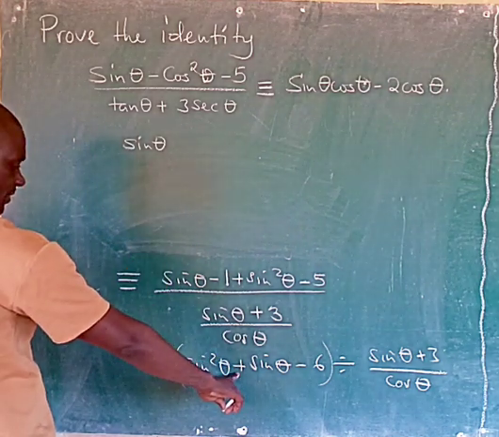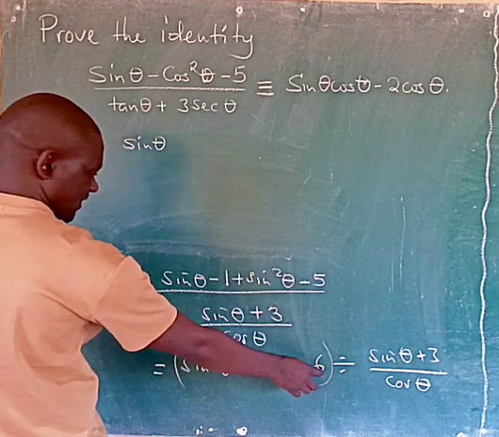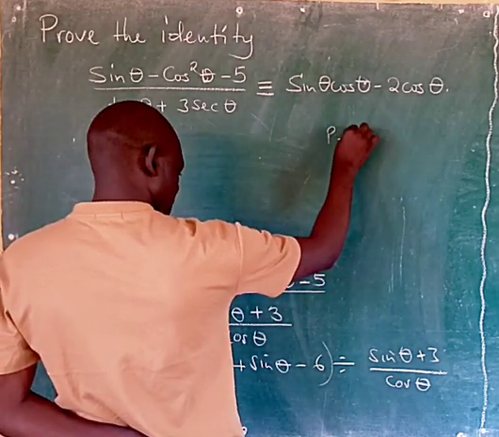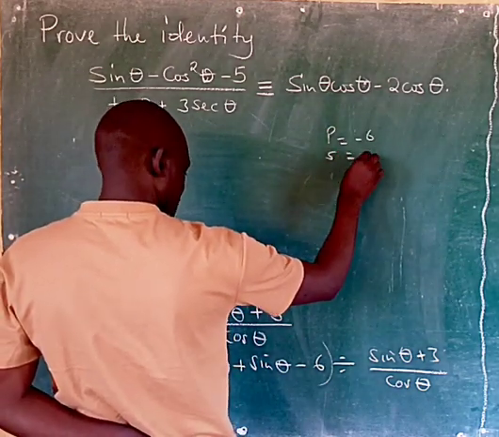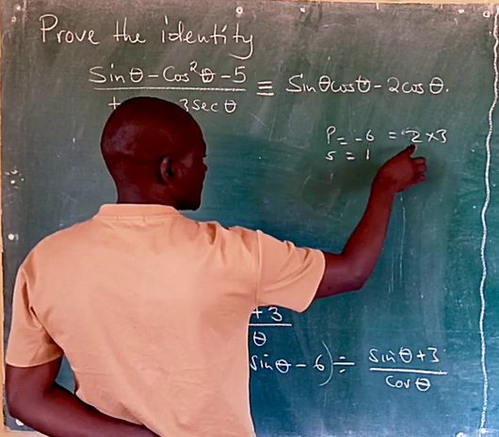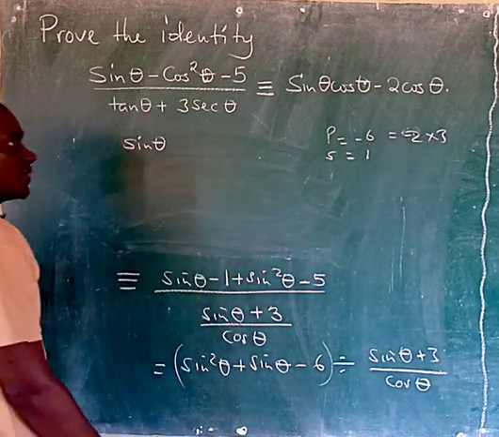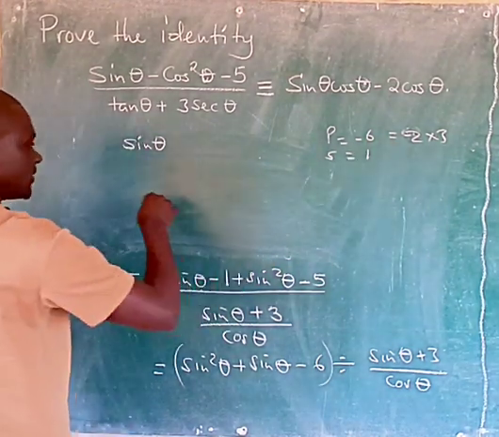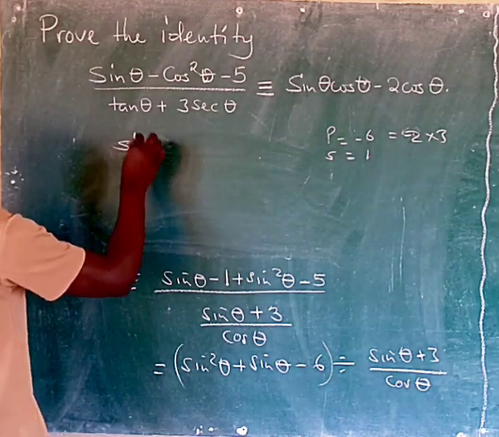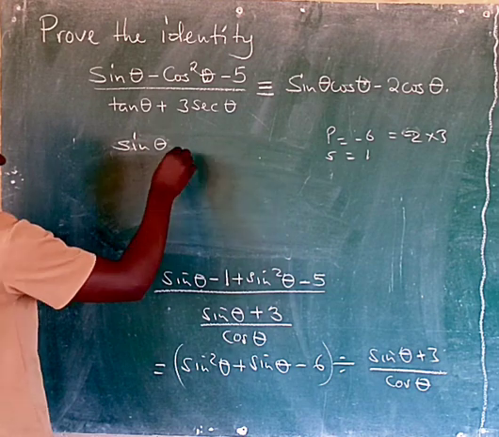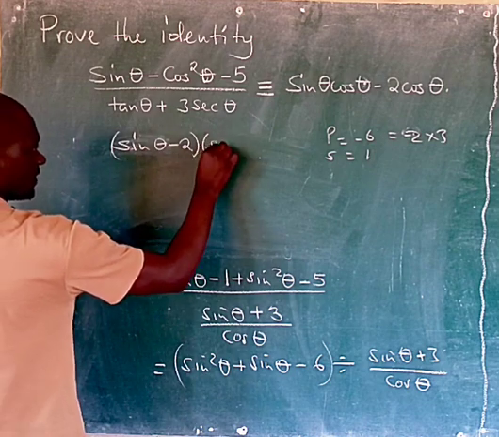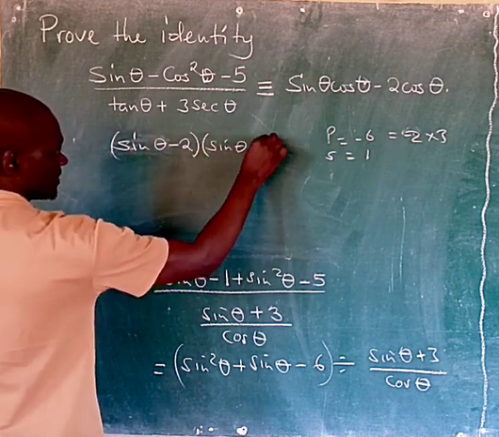Since the sum will be positive, the factors here, I think, are 2 and 3. If the product is negative 6, then the sum is 1. We are talking about 2 and 3. For it to be negative, the negative will be with the 2, so that if we add, we get 1. So that gives us sine theta minus 2, and then the other one will be sine theta plus 3.